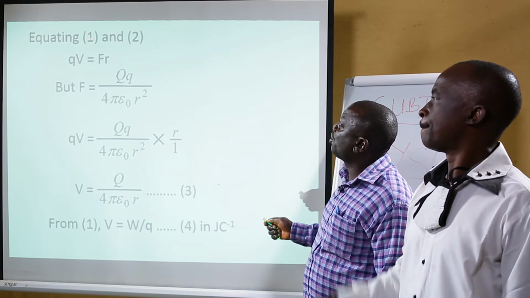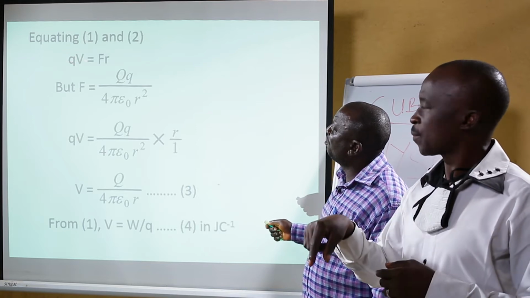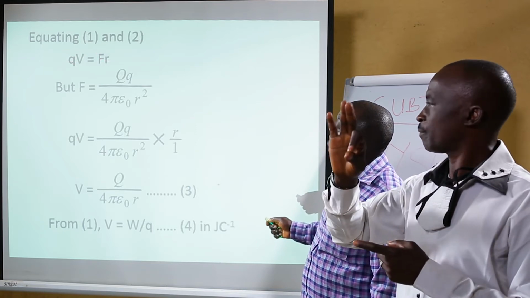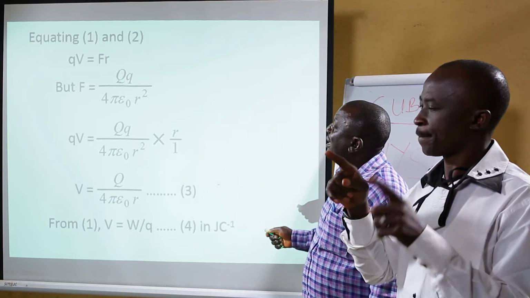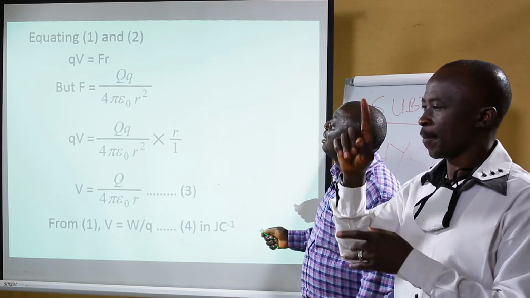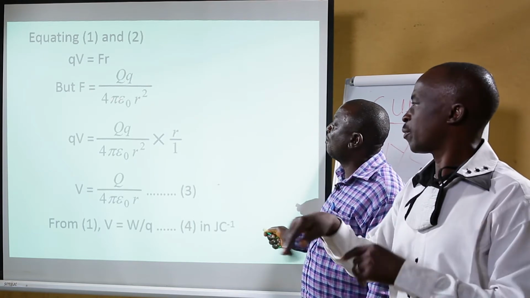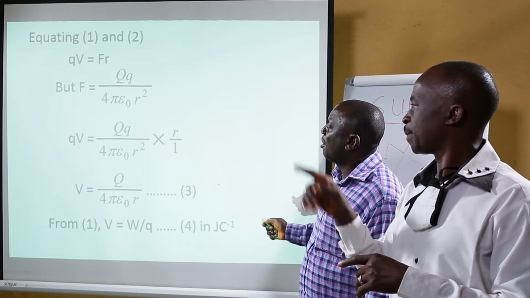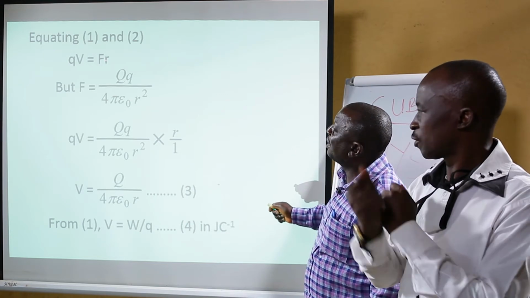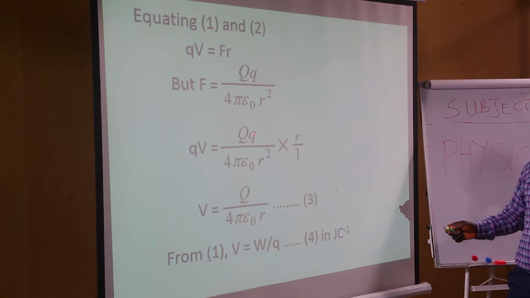Now equating equation 1 and 2, we will have small q V equals capital F times small r. But capital F, from our knowledge of electric field part 1, we saw that electric force, capital F, is equal to the product of charges Qq over 4 pi epsilon naught r squared. So if we substitute for F in the above equation, we will now have small qV equals capital Q times small q over 4 pi epsilon naught r squared times r over 1.